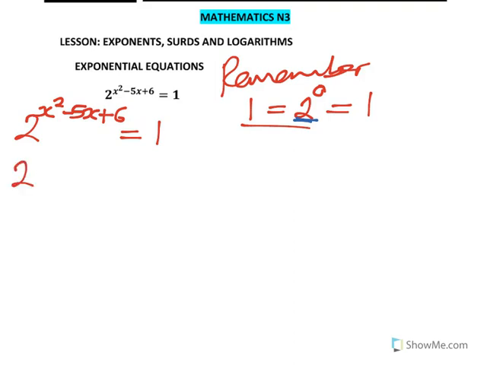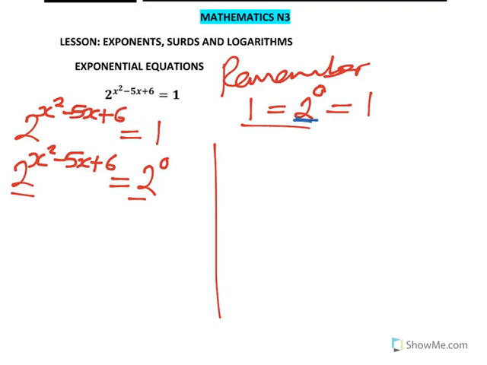So you'll have now 2 to the power x squared minus 5x plus 6 is equal to 2 to the power of 0. Again, why did I say 2 to the power of 0? So that we match the bases. Now the bases are the same. With that, you have got x squared minus 5x plus 6 is equal to 0, because the bases are the same.